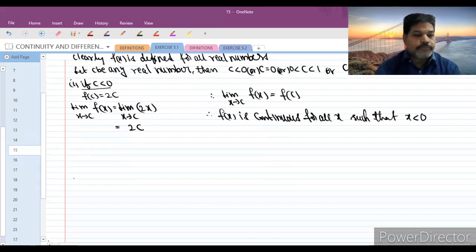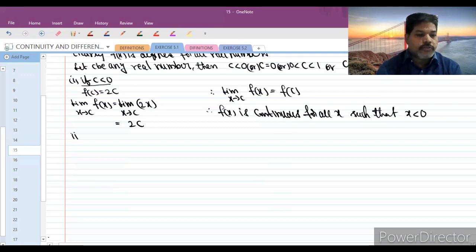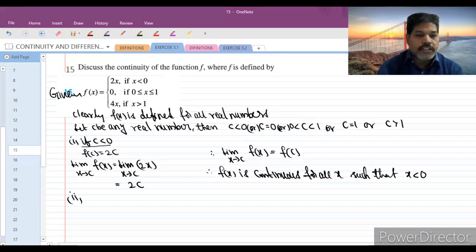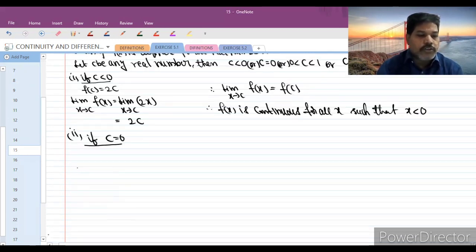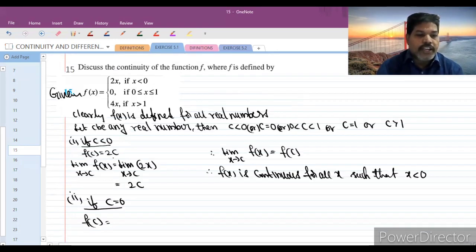Case 2 is the C equal to 0 case. If C is equal to 0, then f of C is equal to, if x is equal to 0, f of x is 0. See what the function is defined as: if x is 0, then f of x is also 0. So automatically, f of C will become 0 only.